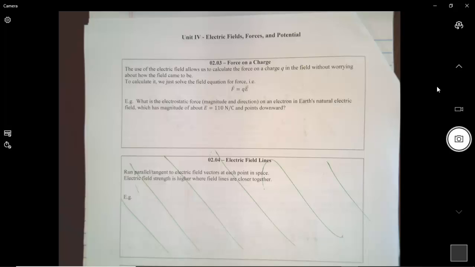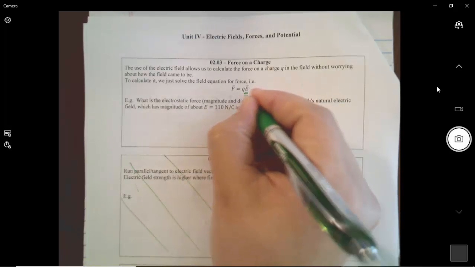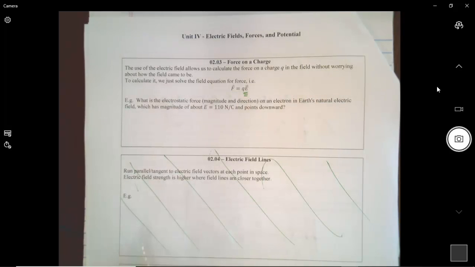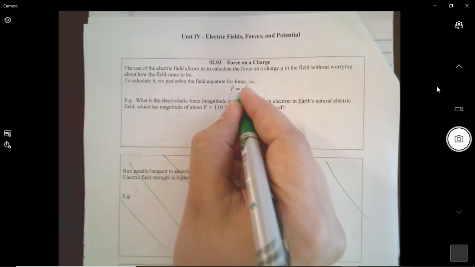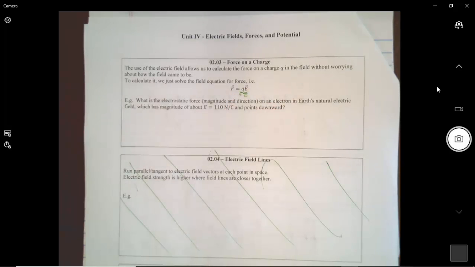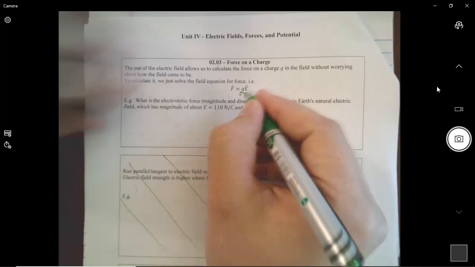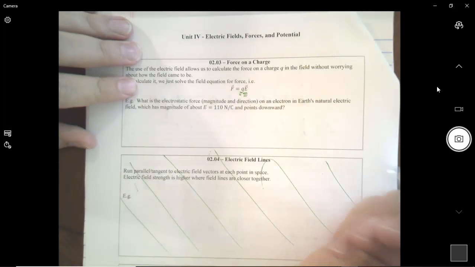So we've figured out an E, or someone's told us an E. Somehow we have an E. And now there's an object, Q, that's in that field, and it's going to feel the force due to that. We just multiply Q times E, and that's going to be the vector of the force.